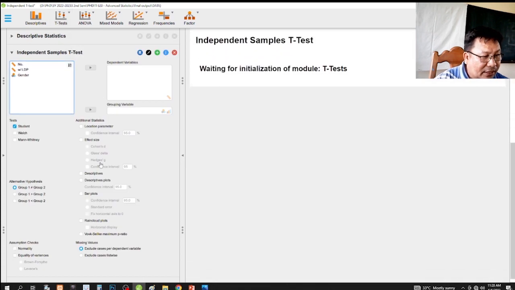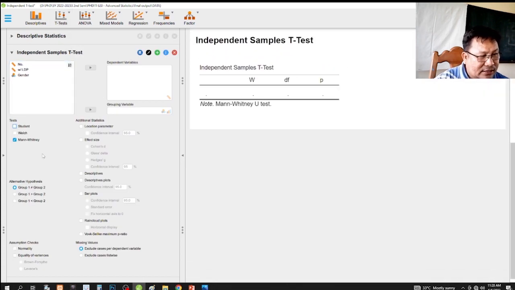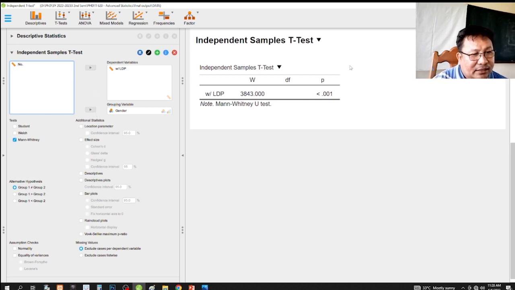the non-parametric, which is the Mann-Whitney test. Okay, so the Student is for the parametric and the Mann-Whitney is for the non-parametric tests. So we will again move this to the dependent variables, and the gender to the grouping variable. So as we can see, the test shows that there is a significant difference between the male and female in terms of the academic performance of the students.